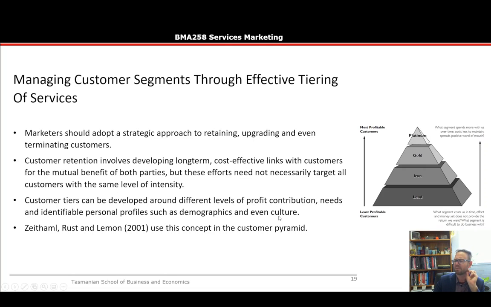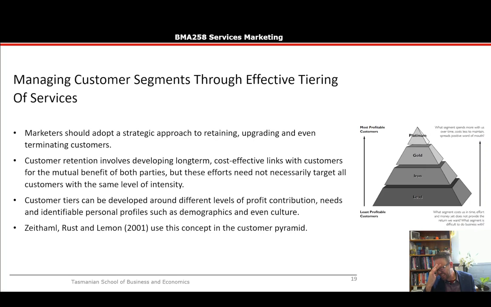Customer tiers can be developed around different levels of profit contribution, needs, and identifiable personal profiles such as demographics and culture. So Zeithaml, Rust and Lemon use the concept of the customer pyramid. And I love this model. It's a really good one. In here, we've got the most profitable customers and the least profitable customers. This research is a little bit old. It was published in 2001 in the California Management Review.